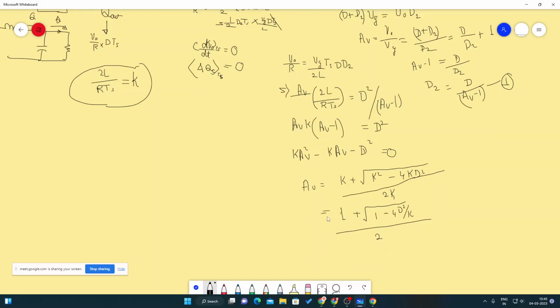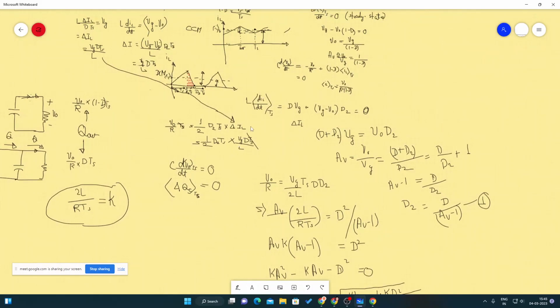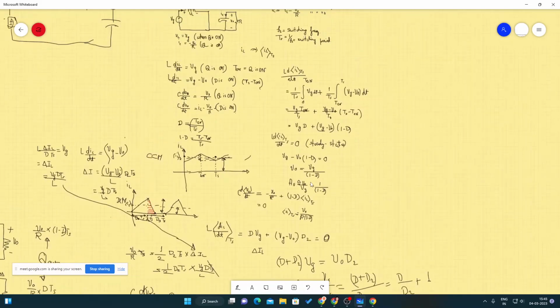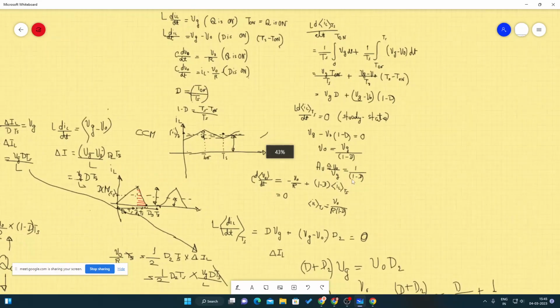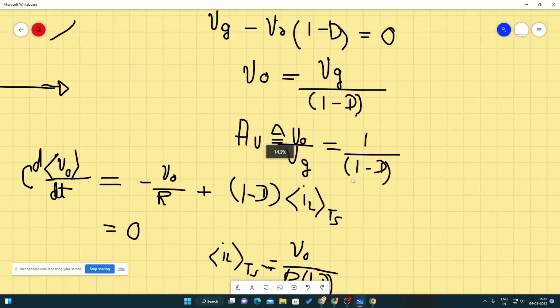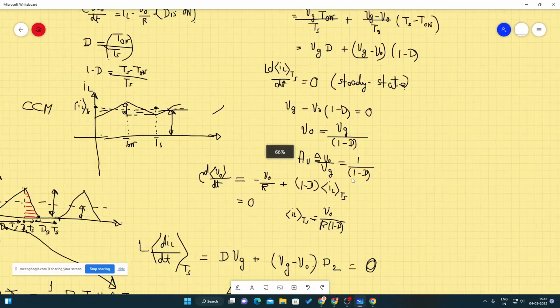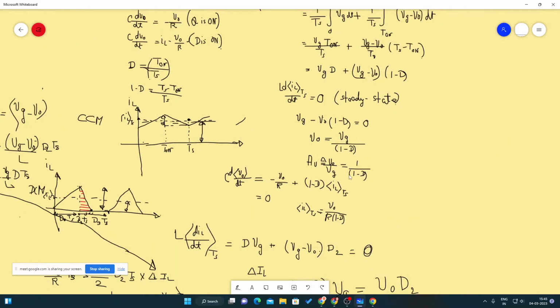So this is the expression for DCM steady state gain, and see, AV is a function of K, hence AV is a function of the load resistance, the switching frequency, and the value of inductance. But in case of CCM, it was purely 1 by 1 minus D, so it didn't have any dependence on load resistance or any other parameters.